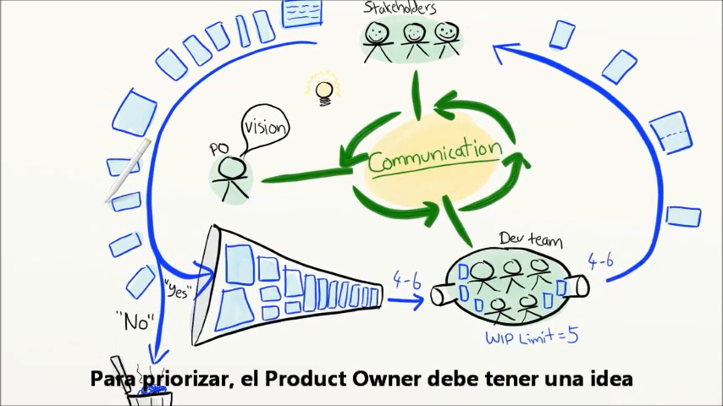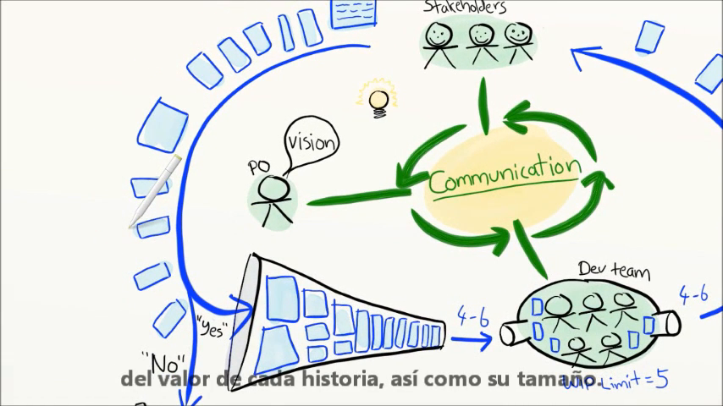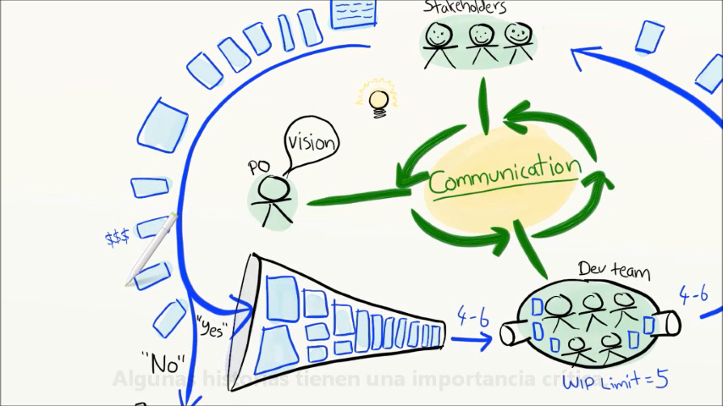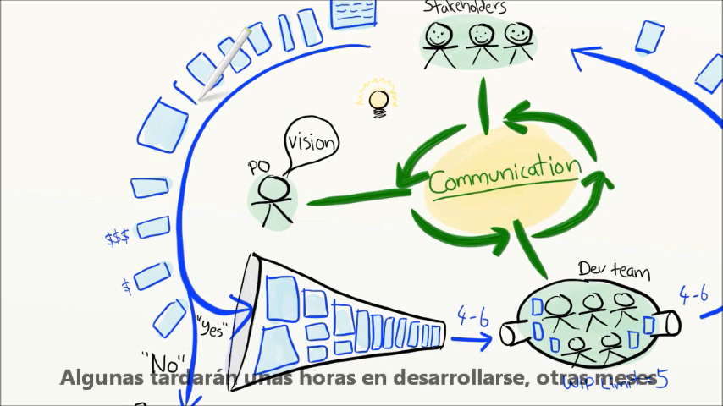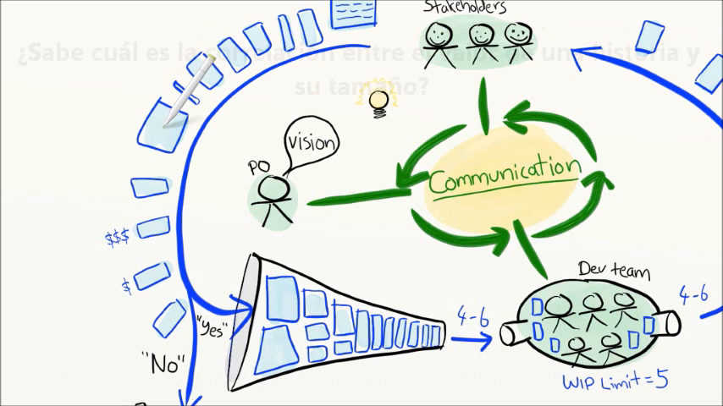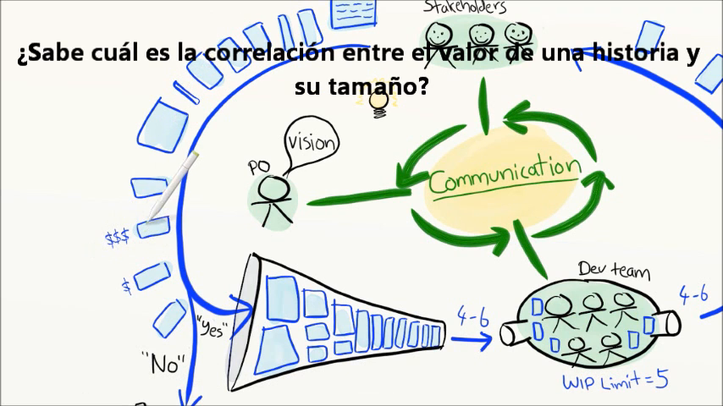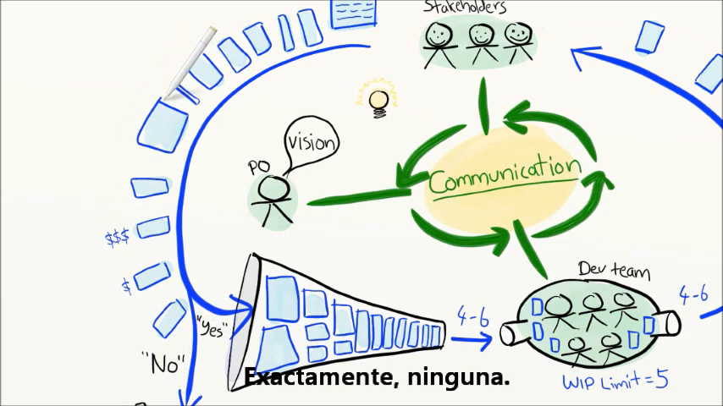To be able to prioritize, the product owner must have some idea of the value of each story, as well as the size. Some stories are critically important, and others are just bonus features. Some stories take just a few hours to build, and others take months. Now, guess what the correlation is between story value and story size? That's right, none. Bigger doesn't mean better.